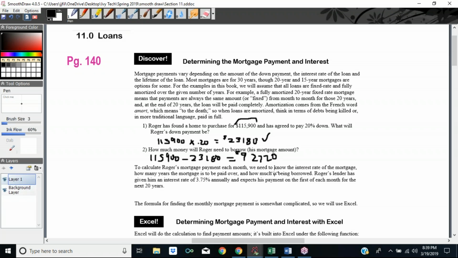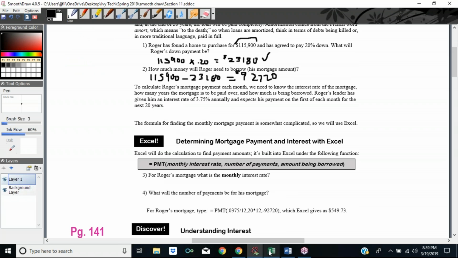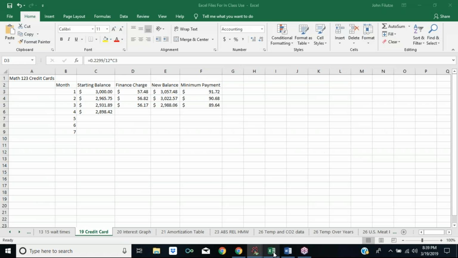So it says to calculate Roger's mortgage payment each month, we need to know the interest rate of the mortgage, how many years the mortgage is to be paid over, and how much is being borrowed. Roger's lender has given him an interest rate of 3.75% annually and expects his payment on the first of each month for the next 20 years. So there's a formula in Excel that will calculate this monthly payment, and it's called a PMT formula for payment. And it says we're going to use the monthly interest rate as a decimal, the number of payments, and the amount being borrowed. So I'm going to show you how we put this in for Roger.